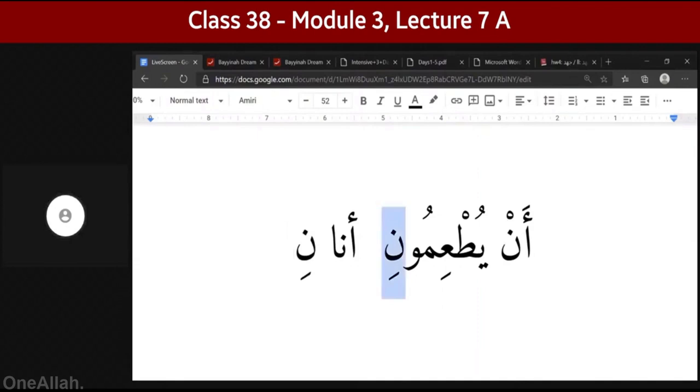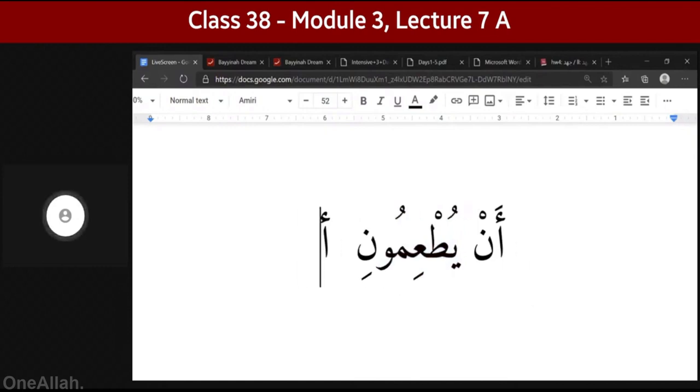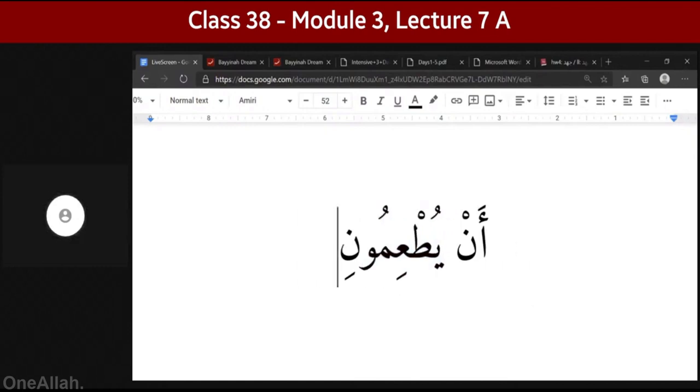This is the pronoun ana. It's ni with the ya removed. And then, the fi'l is yut'imuna, but it's made light because of an. So yut'imuna is yut'imu, and then the ni at the end is a pronoun for ana. Ay yut'imuni. That's what's happening here. So the normal version is yut'imuna, and then the huwa version is yut'imu.